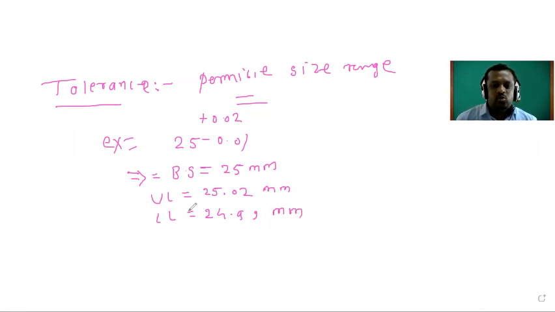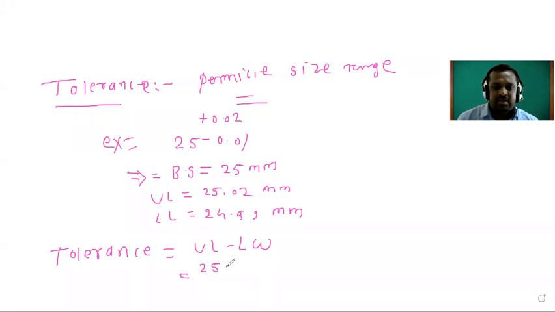But what is this total permissible range? We have to calculate the total range in mm. It is called the tolerance. Then I am going to write here that tolerance is equal to, this is the formula, upper limit minus lower limit. Then write down their values here. Upper limit 25.02 minus lower limit 24.99.